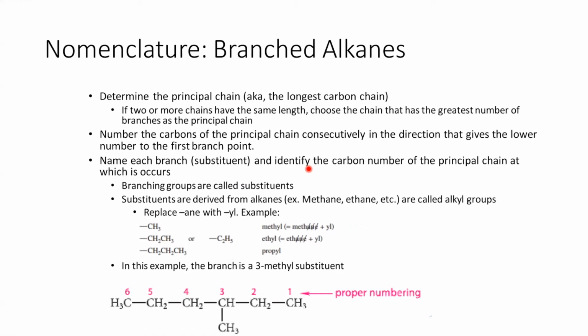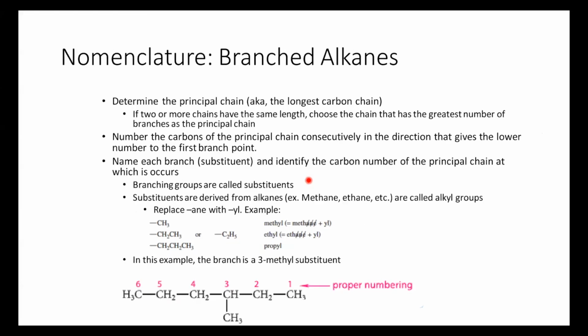So next, once we have numbered the principal chain, based on which branching has the lowest number, we can start actually naming this. So right here, we're going to start looking at the substituent. Substituent is another word we use for branching. So this right here is called a substituent. In this case, this may look familiar. We had talked about methane before, methane with CH4. Sorry, my handwriting is horrible. Hopefully that makes sense. If it doesn't, feel free to ask me.